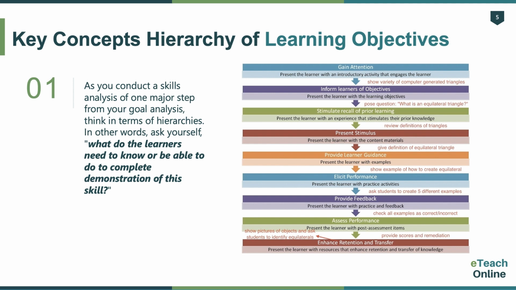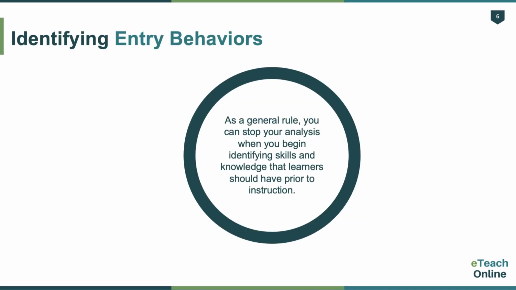As you conduct a skills analysis of the steps of your goal analysis, think in terms of hierarchies. In other words, as you break down each box into its component parts, continue asking yourself, what do learners need to know or be able to do to complete or demonstrate the skill? As you continue to break each skill down into its component parts, you may start asking yourself, when should I stop?